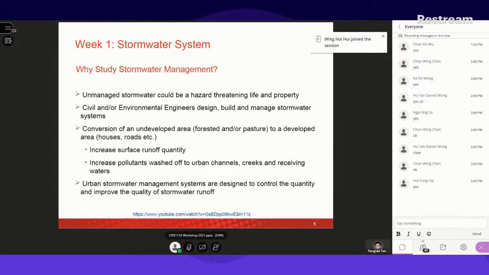Actually, in recent years, the sponge city concept has been introduced. The sponge city.